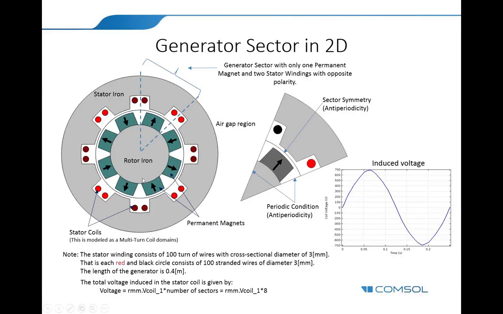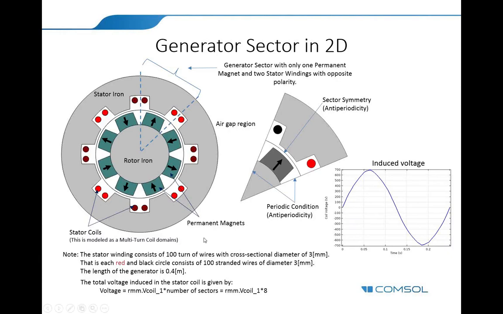Now, instead of modeling this whole geometry, what we can do is cut sections of it and just model a sector as shown in this image on the right. So we include only one piece of the permanent magnet and a sector of the stator and the rotor. For this, we will assign periodic boundary conditions on either side of the sector cut and assign a sector symmetry on the interface between the stator and the rotor.